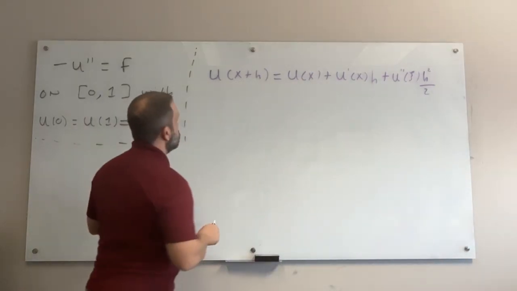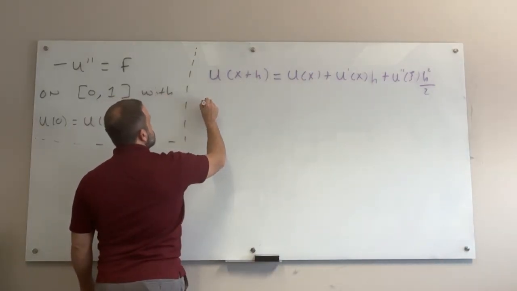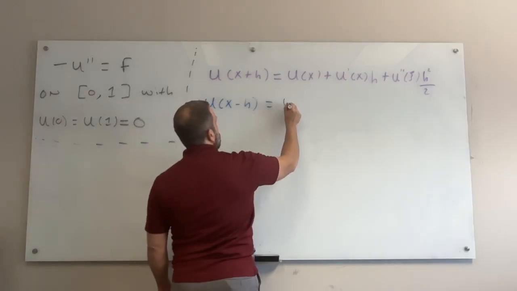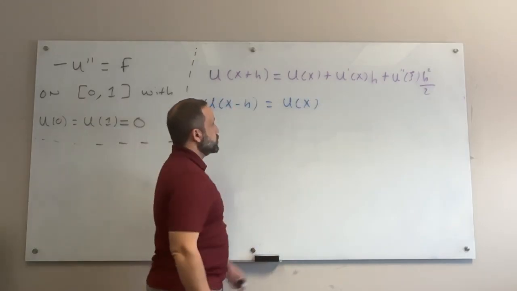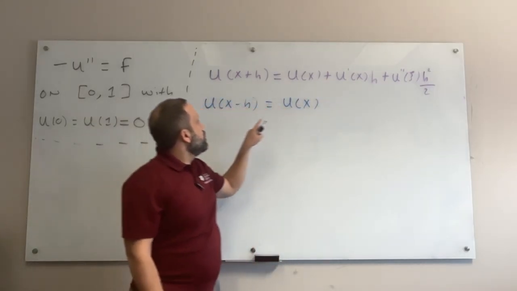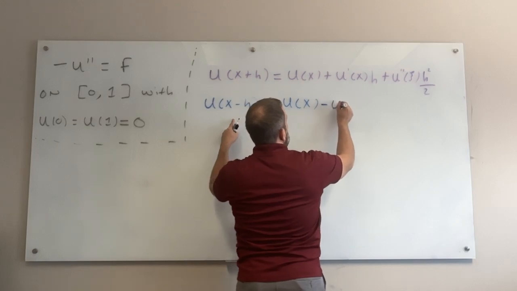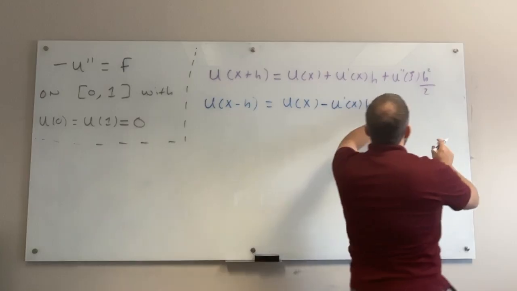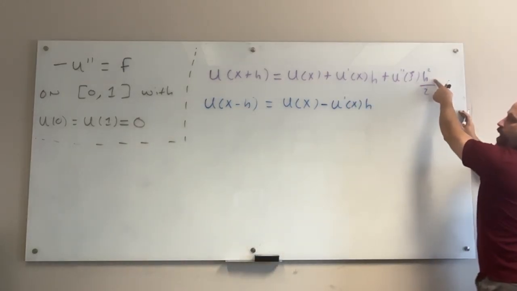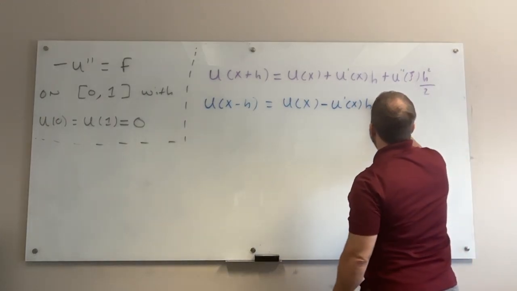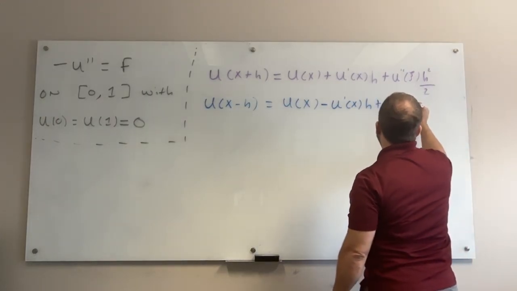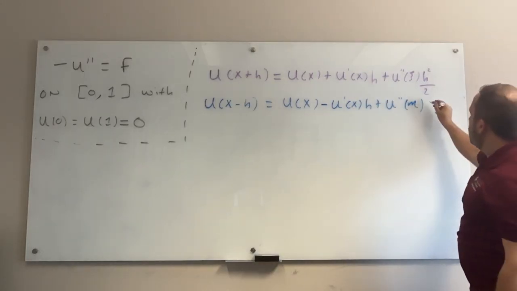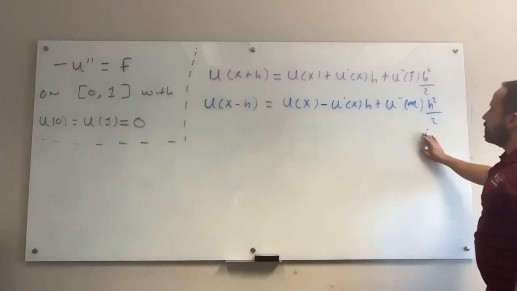Okay, and then similarly what we can do is we can look at u of x minus h. And by Taylor's theorem, this is going to be u of x. Now notice what's going to happen over here. That h is minus h. So it's going to be minus u prime of x times h. And then notice what's going to happen here, though. h squared is going to be minus h squared, which is just h squared. So now it's going to be plus u double prime of, I'll say, eta, where eta is between x minus h and x, times h squared divided by 2.